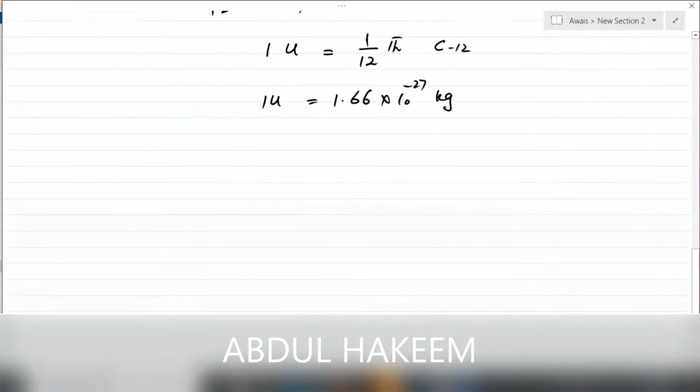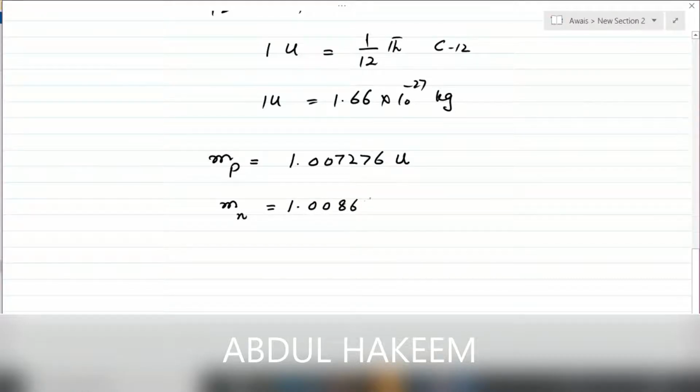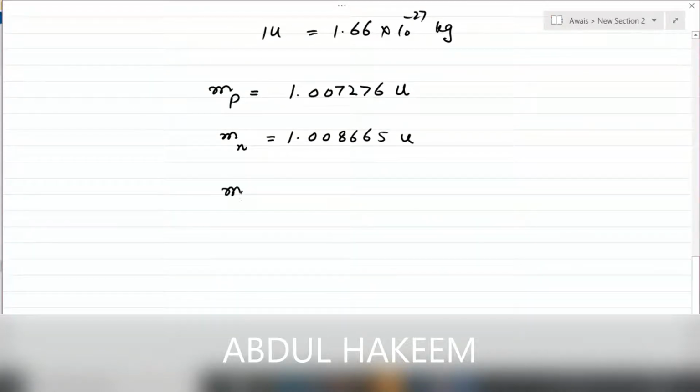But do remember, the mass of the proton is approximately 1.007276 U, and the mass of neutron is 1.008665 times U, and the mass of the electron is very small as compared to the U, approximately 0.000549 U.